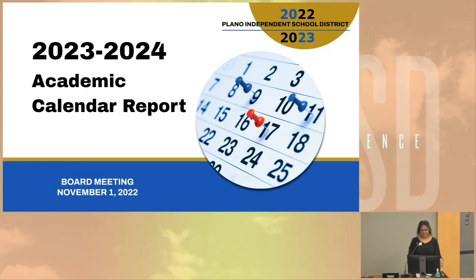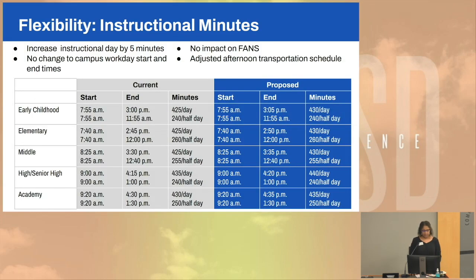Last time we were here, we did kind of a comprehensive report on where we are in the calendar planning. And today we actually have some drafts to look at. And so we've got an A, B, and a C. And so we'll talk through that here this evening.